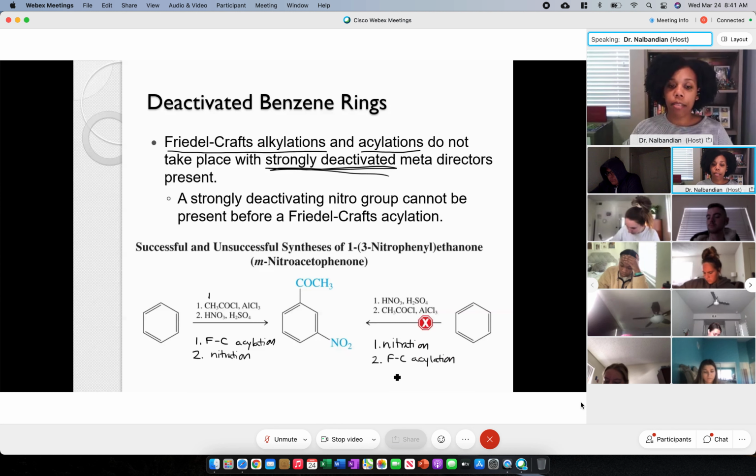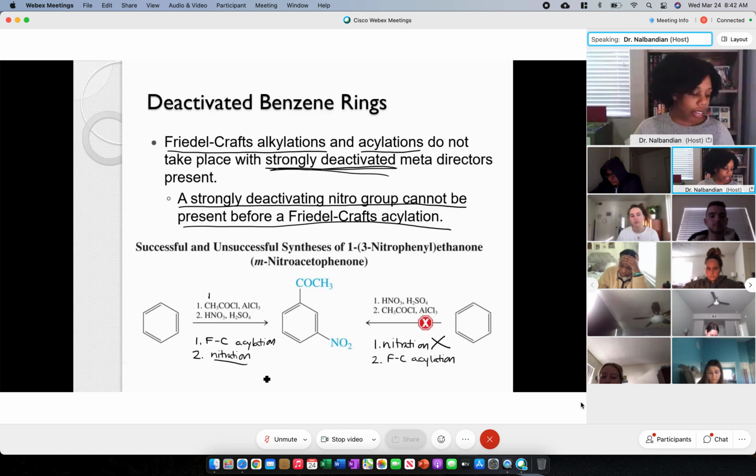So what's better? It's better to do the Friedel-Crafts acylation first because a strongly deactivating nitro group cannot be present before Friedel-Crafts acylation. We can't have the nitro group there first, so we cannot do this reaction where we put the nitro group on first. The nitro group can come on, but it has to come on in the second step because the nitro group is too deactivating. So you have to just be careful with the order when you're doing your Friedel-Crafts alkylations and acylations.